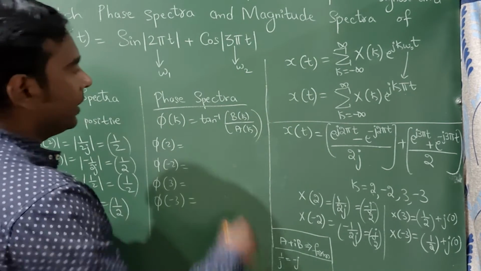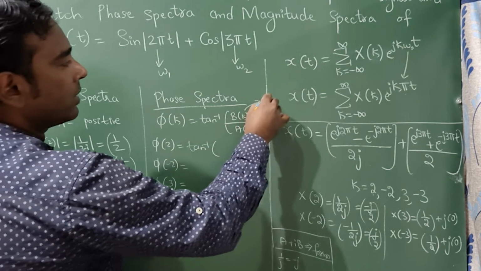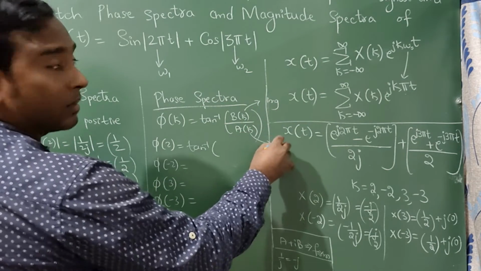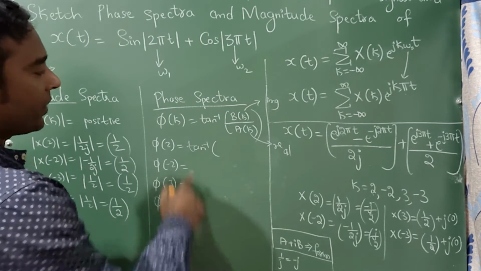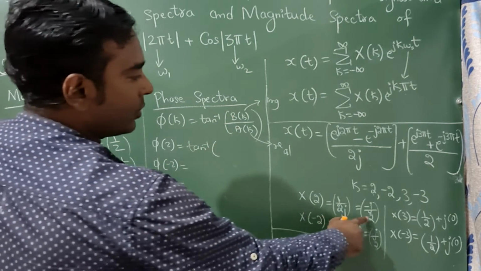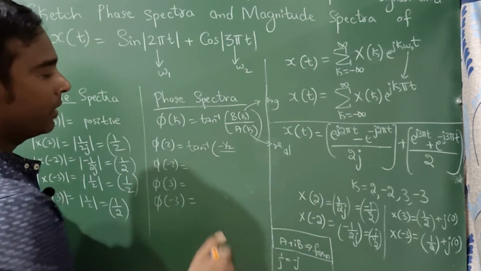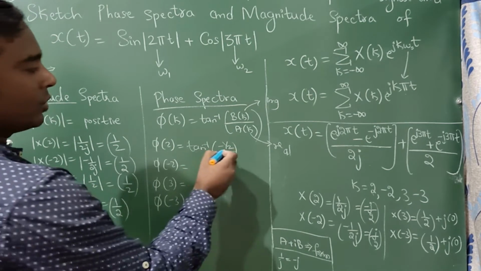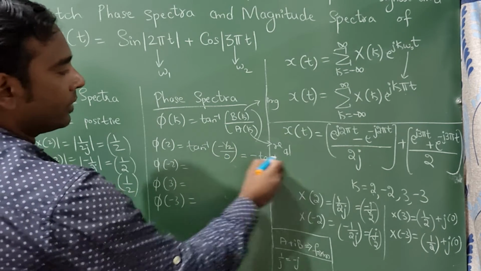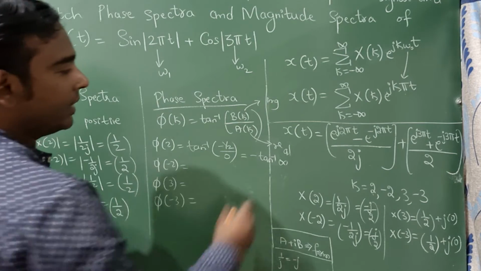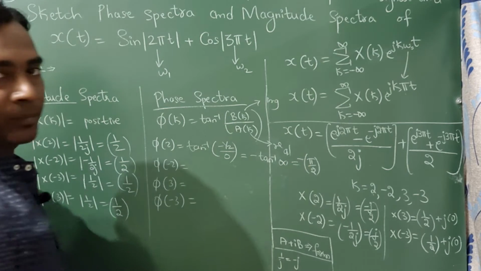Are you understanding? Now tan inverse of, this is imaginary part and this is real. Okay. Now tan inverse of b by a. So imaginary part is minus 1 upon 2 and the real part you don't have. So it is 0. So this minus comes out. Tan inverse of infinity. Tan inverse of infinity is pi by 2. Since there is a minus here, I'll write minus.